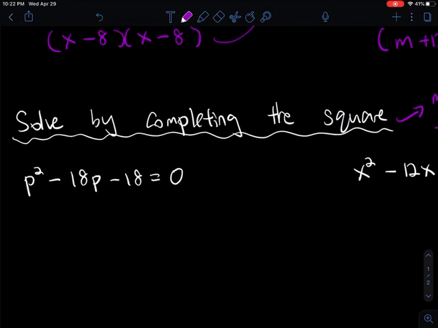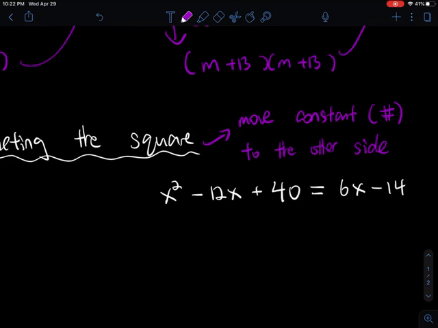p squared minus 18p minus 18 equals 0. Well, first of all, if I can factor this, I would solve by factoring, because factoring is usually quicker than completing the square. If I try to do this by factoring, I would need two numbers that add to negative 18 and multiply to negative 18. After a few seconds of thinking about all the factors, we see that's not possible. So factoring is a no-go.